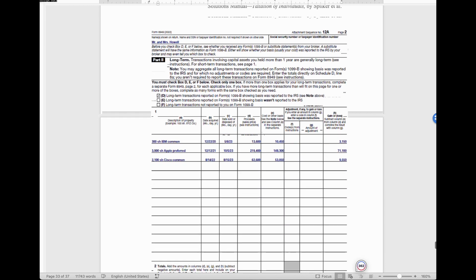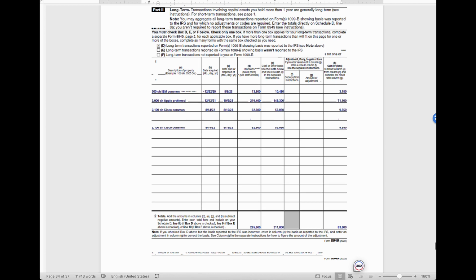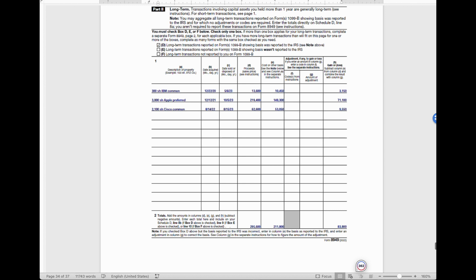Then when we move to part 2 of the form, here we are going to show the IBM stock, the date acquired, the date sold, the proceeds, the cost or basis to get a gain of $3,150. Then we are going to show the 3,000 shares of Apple preferred stock. Similarly, the date acquired, sold, the proceeds, and the cost basis to show a gain of $71,100.